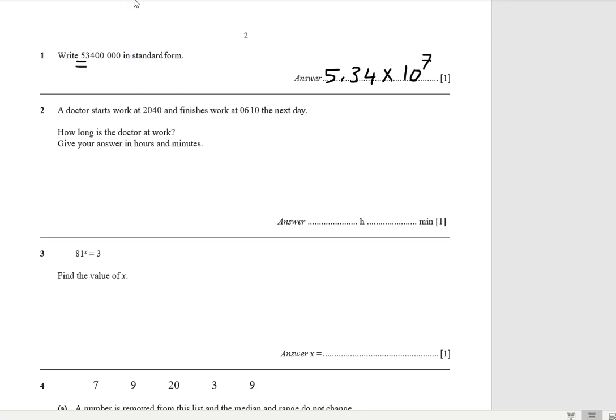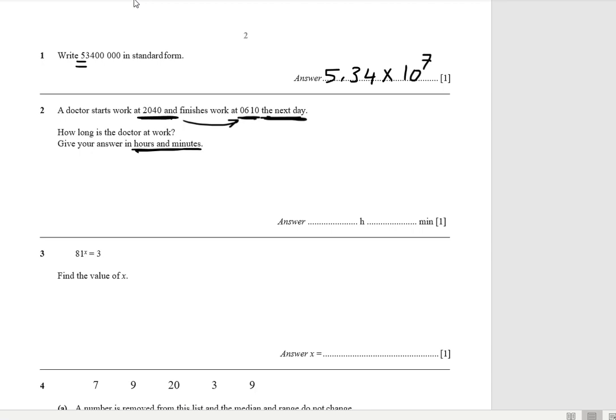Now this question: a doctor starts at 20:40 and finishes at 6:10 the next day. And this is very important. How long is the doctor at work? Give your answer in hours and minutes. So 20:40 is one day, and 06:10 is another day. So I need to find the duration of the work, or how long the doctor stays at work.